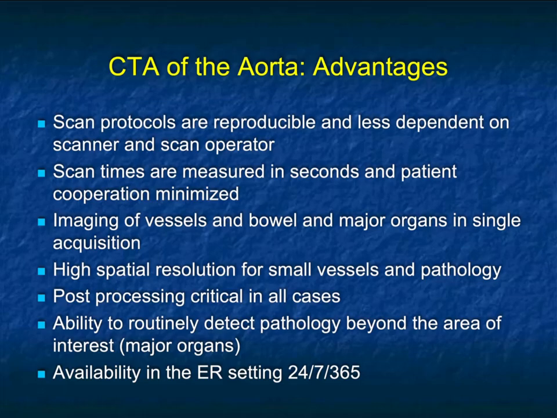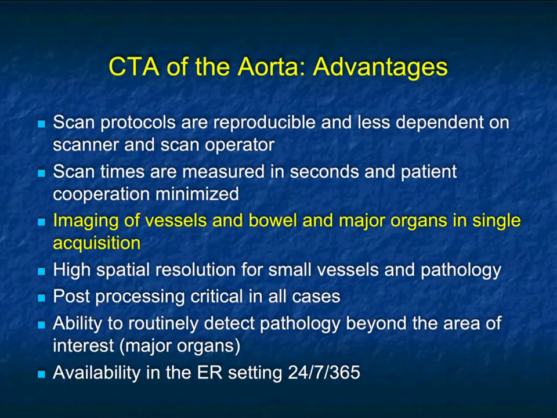CT, particularly with thin section CT, millimeter or less, you have high spatial resolution for both normal and for pathology. Post-processing, particularly 3D imaging, even things as simple as MIP imaging is critical in all cases. And our ability to detect pathology beyond the area of interest. What I mean by that is you may be looking at the liver and then you see some abnormalities in the SMA or in its branch vessels. And so you're really pulled away from the liver to the renal artery. Again, the idea of looking at the entire volume. And again, the fact it's available in the ER and everywhere else makes it really good.